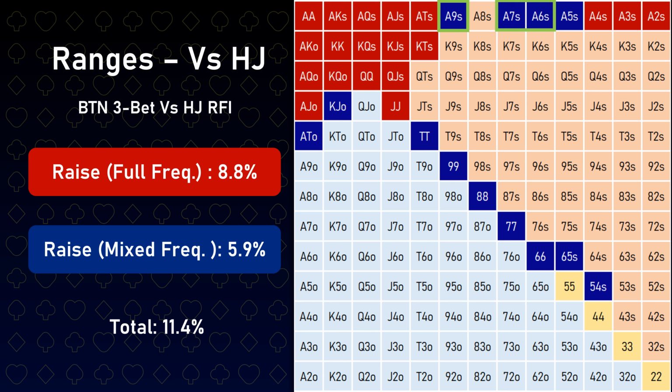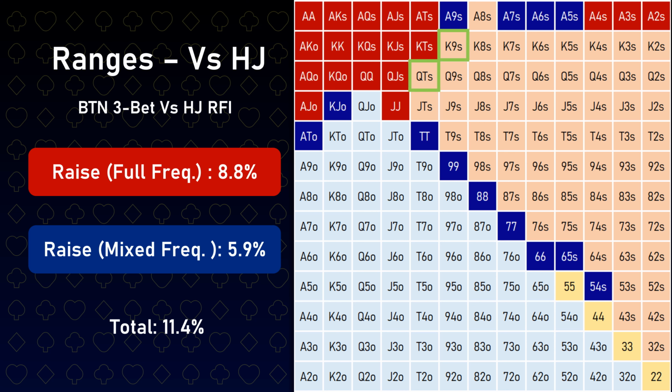The middling ace-X suited hands are 3-bet around 75% of the time. Ace-10 offsuit is now included in the range, and ace-jack offsuit is 3-bet more frequently at full frequency. Pocket tens are 3-bet 75% of the time, while the remaining pocket pairs and suited connectors are 3-bet at a lower frequency of around 15%. King-jack offsuit is 3-bet at a frequency of 85%.